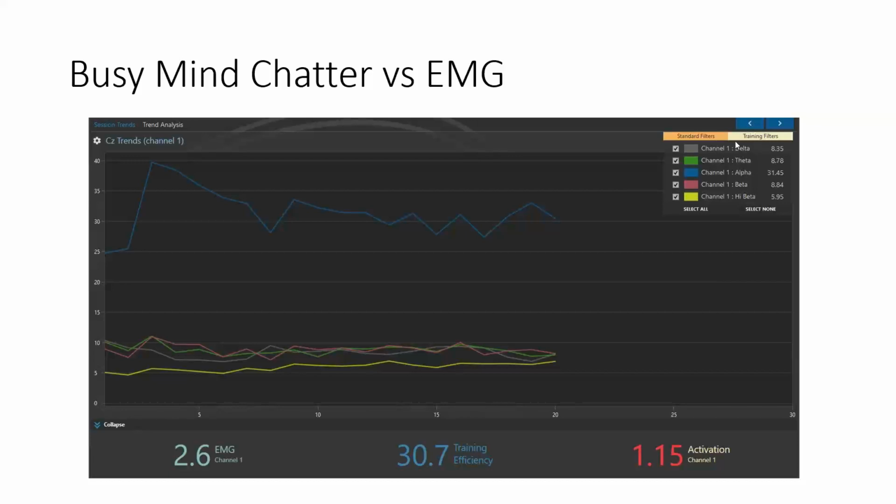Well, I've got two, Richard, really quick. One is, I imagine on the mapping system, when you see artifact detected in delta on the map, that's probably more likely to be eye movement than muscle tension. Would that be a correct assumption? Yep, that would be the correct assumption.